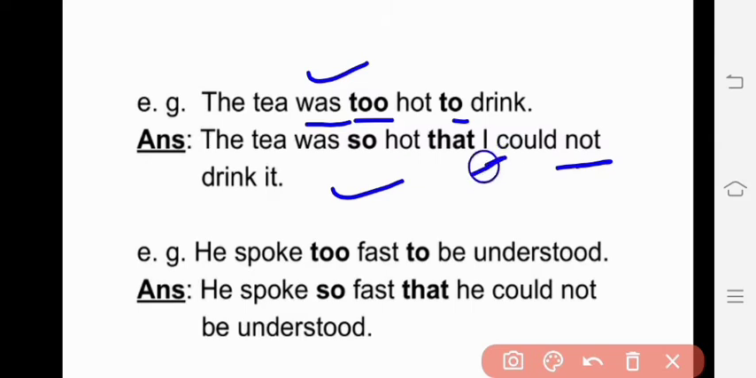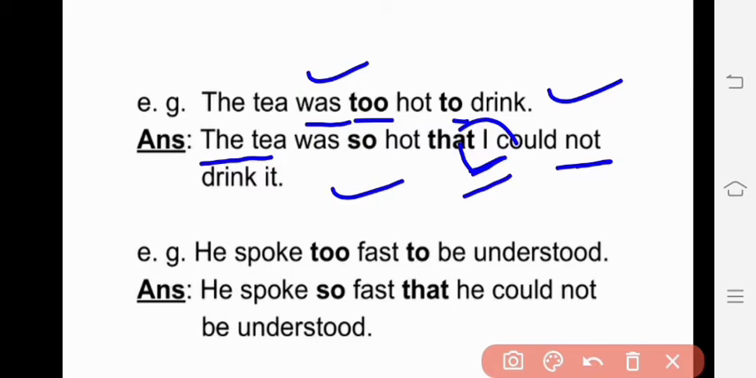Here "I" you have to add. If the subject is missing, not given, you can apply "I" yourself as a subject, and after that you have to apply the pronoun of the main subject. But here the subject is tea. The tea was so hot that I could not drink it. You cannot apply "it" over here: "it could not drink it".